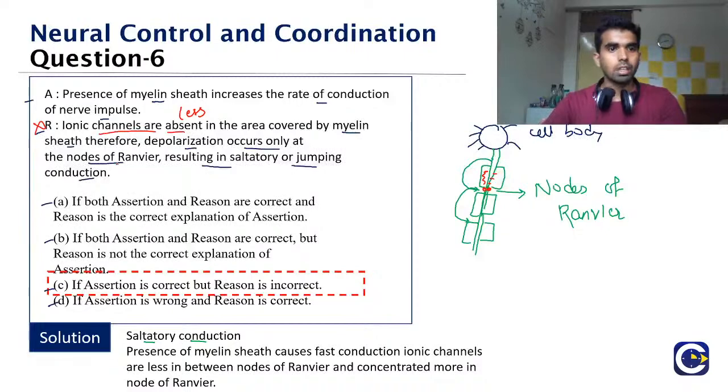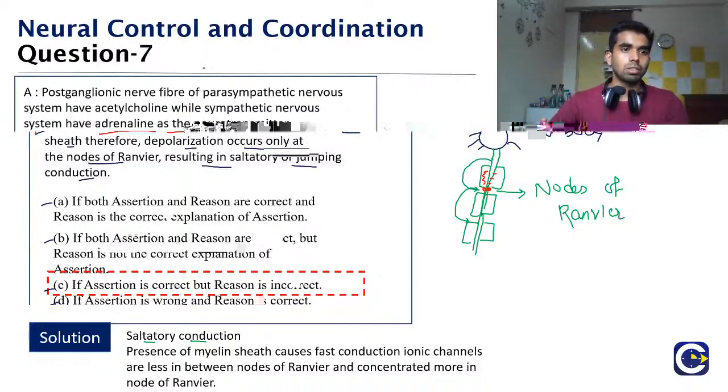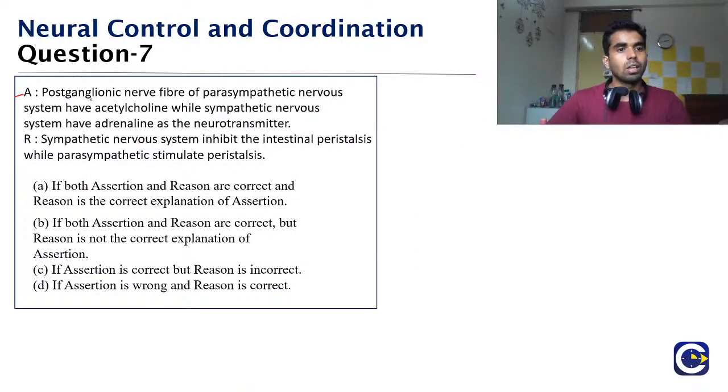All right. Now moving on to question number 7. Assertion: Postganglionic nerve fibers of parasympathetic nervous system have acetylcholine, while the sympathetic nervous system have the adrenaline as the neurotransmitter. Alright, the reason is given that the sympathetic nervous system inhibits the peristalsis movement of the intestine, while the parasympathetic stimulates the peristalsis.